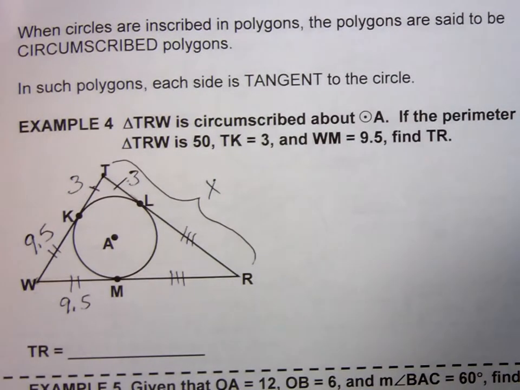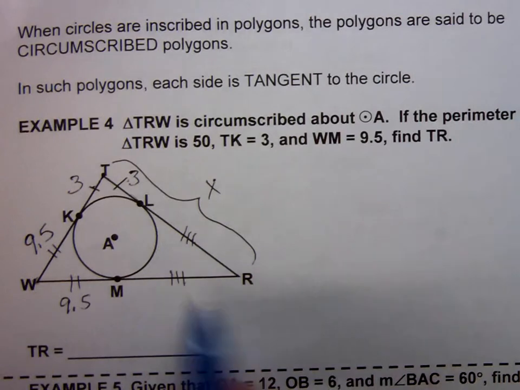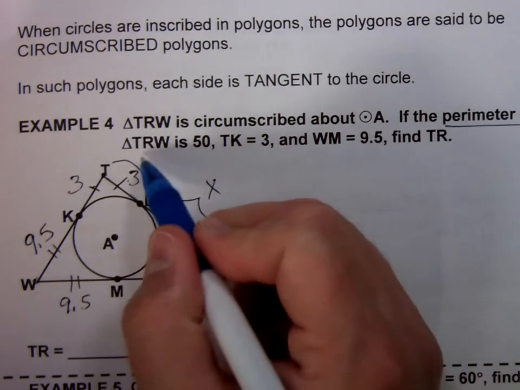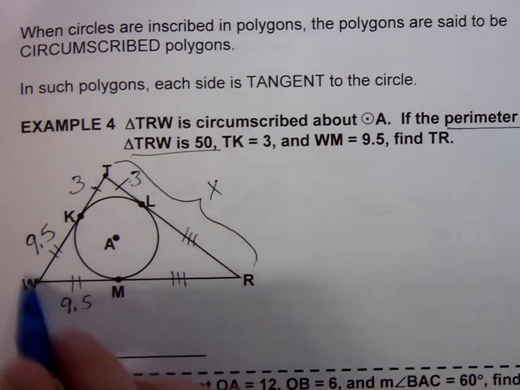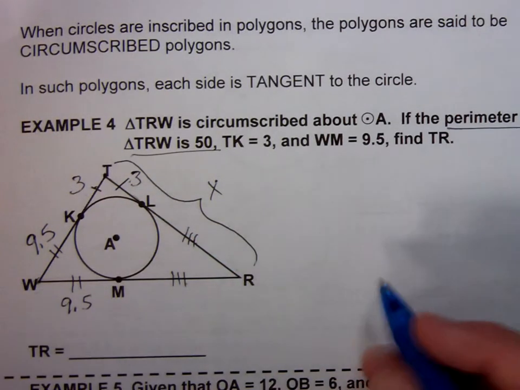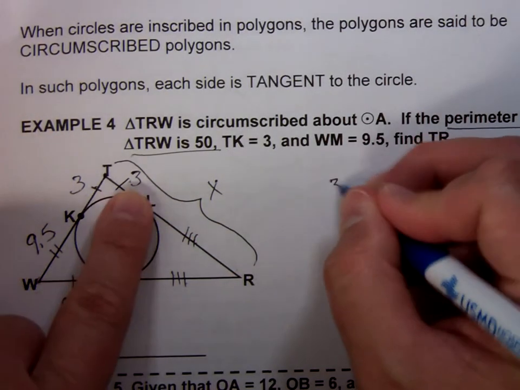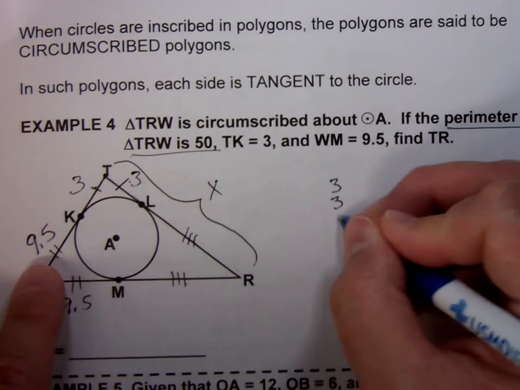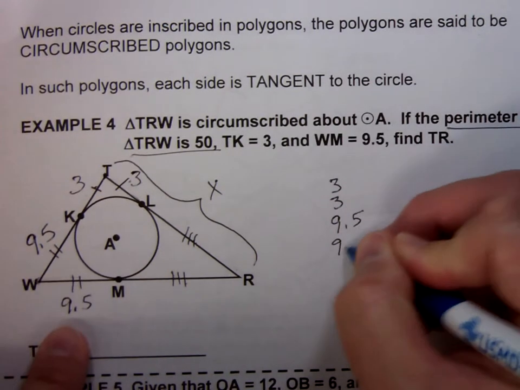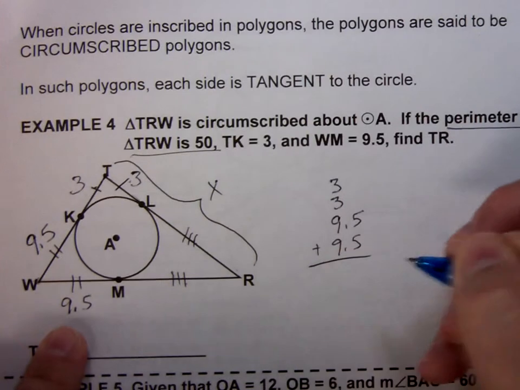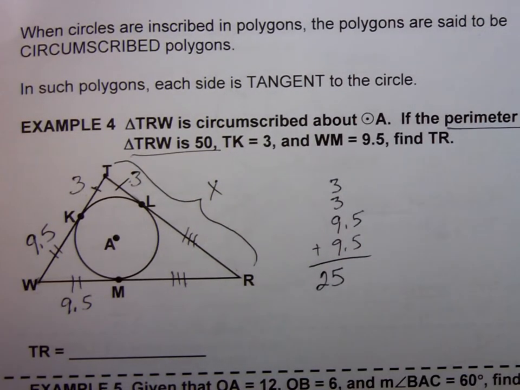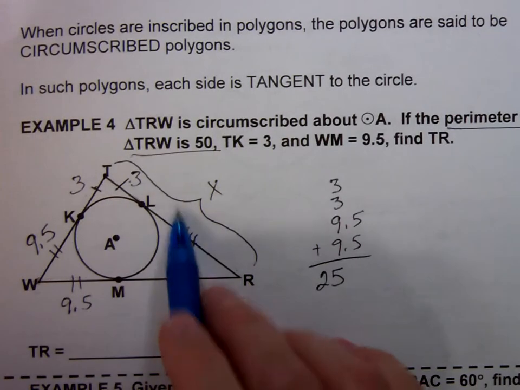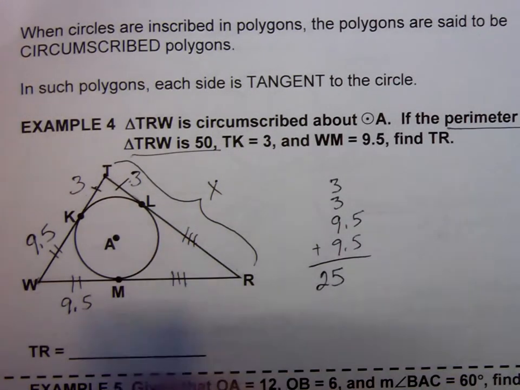And while I wasn't given one of these, I was told that the perimeter is 50. So I know that all these sides should add up to 50. Well, let's see what I got so far. I got 3, 3, 9.5, and 9.5. So if I add all those up, I'm going to get 25. So what I have adds up to 25. Well, the whole thing should be 50. So what's left?